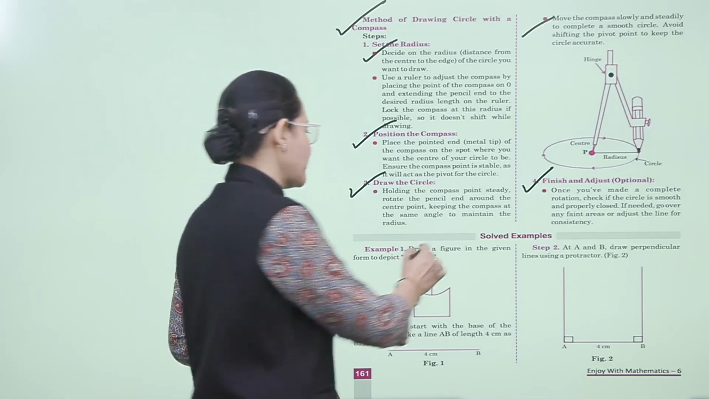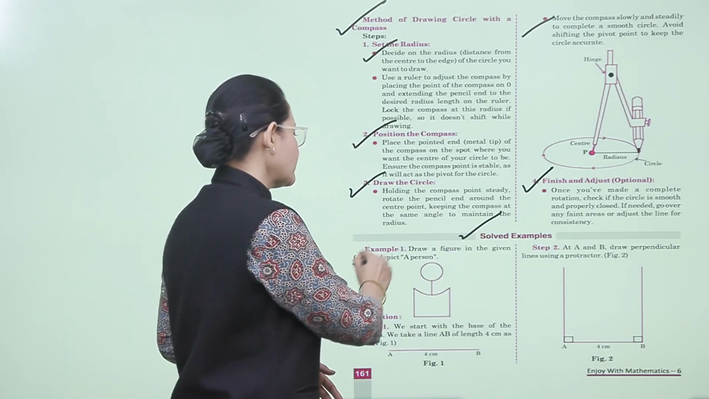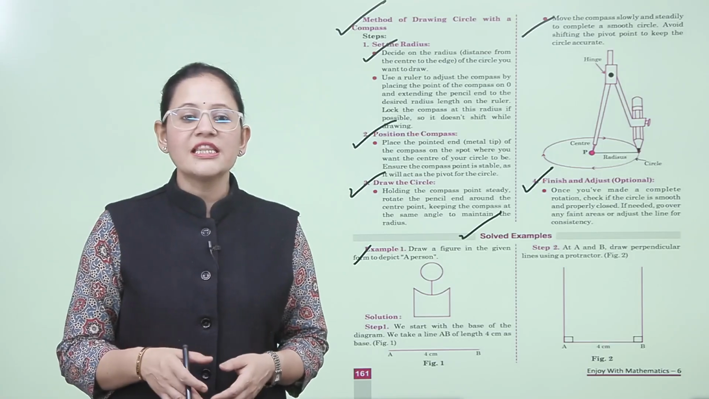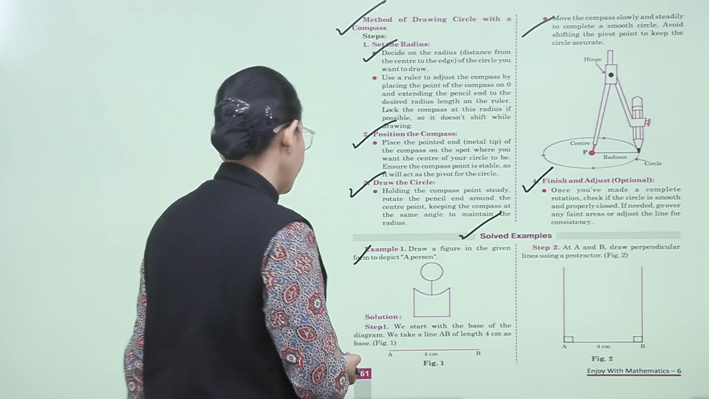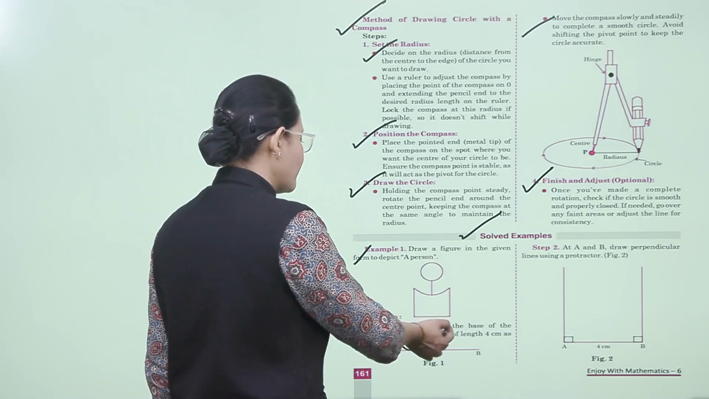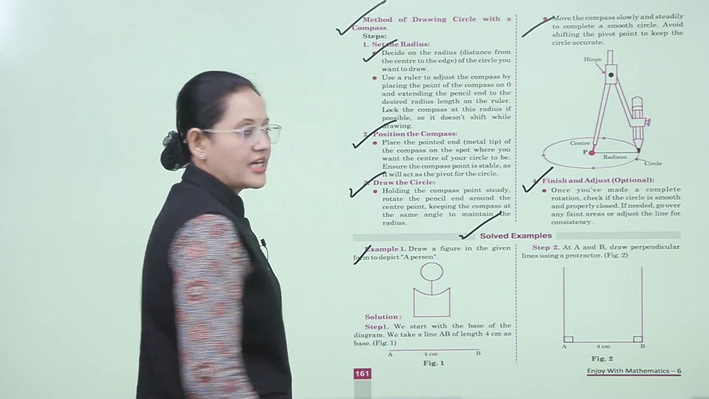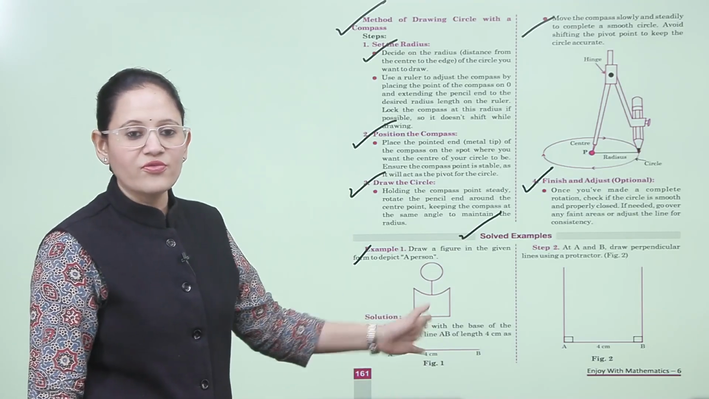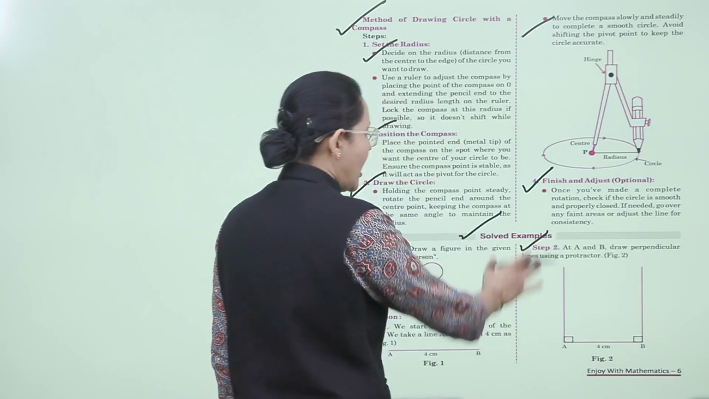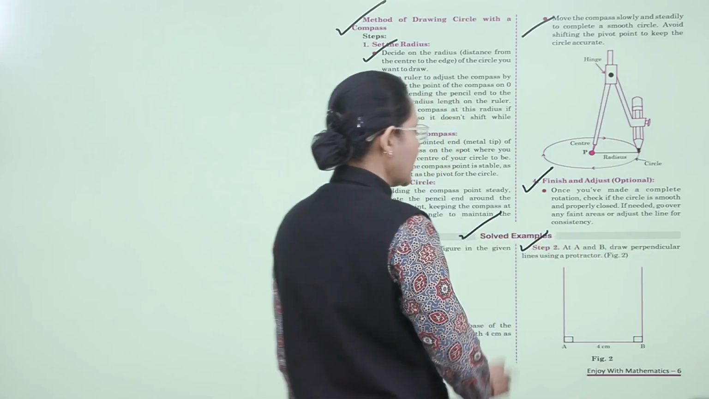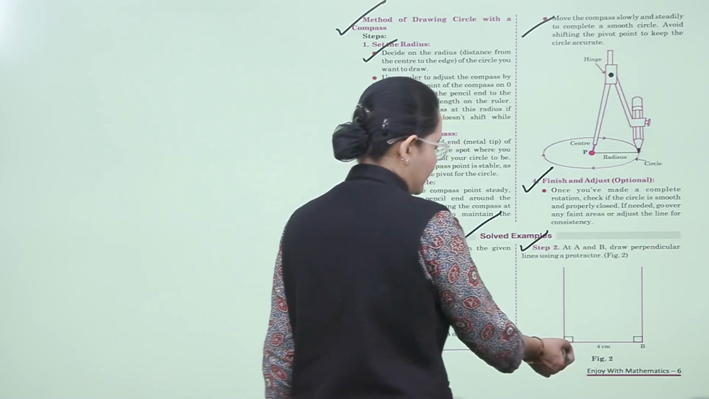Next is solved examples. Here we will take some examples. Example 1. Draw a figure in the given form to depict a person. Step 1, start with the base of the diagram. We will take a line AB. Here we have drawn a straight line AB of length 4 centimeters. Now step 2, at A and B, draw perpendicular lines using the protractor. Using the protractor, we will draw perpendicular lines, 90 degree angles.